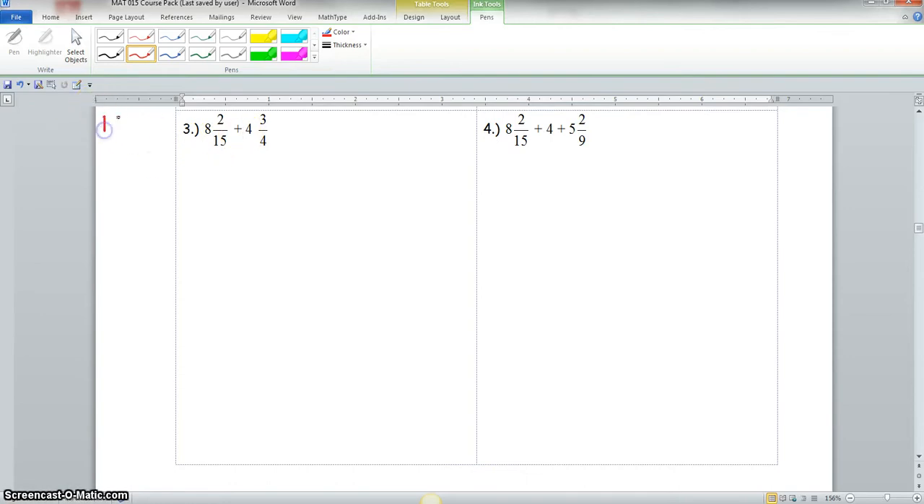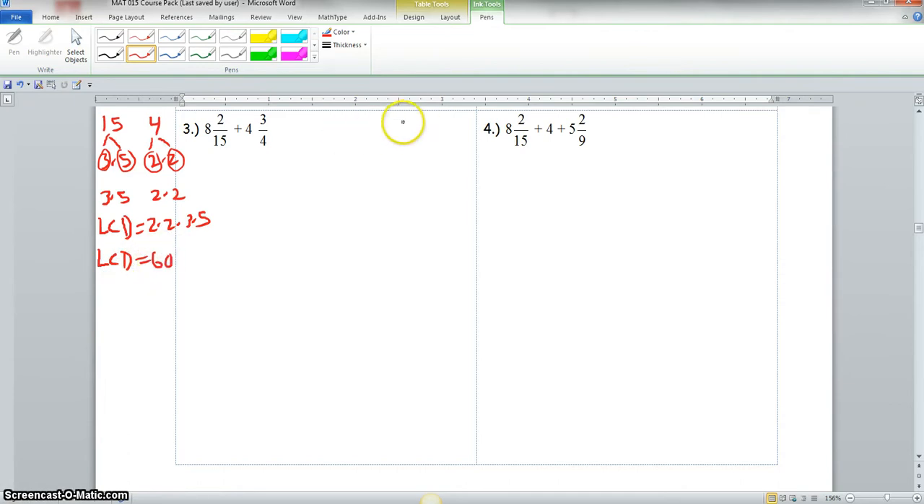First thing we do is find our common denominator. So 15 breaks down to 3 and 5. 4 breaks down to 2 and 2. So we had 3 and 5, and 2 and 2. Now our least common denominator would be, we would have 2 2s, a 3, and a 5. So our least common denominator is 60.